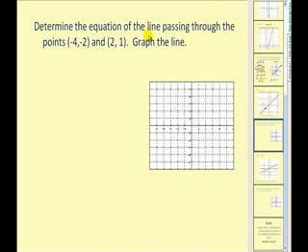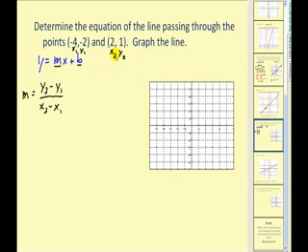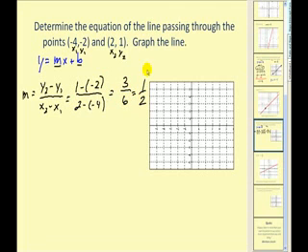Okay, let's try another. Determine the equation of the line through the points -4, -2, and 2, 1. Again, in order to find the equation in slope-intercept form, we need the slope and we need the y-intercept. In this case, we have neither, so what we have to do first is find the slope by using our slope formula. So we'll call these the 1's and we'll call these the 2's. So we'll have y2 minus y1, 1 minus -2, over 2 minus -4.